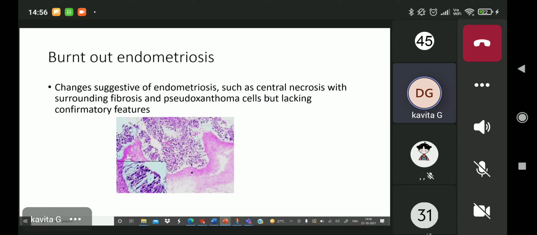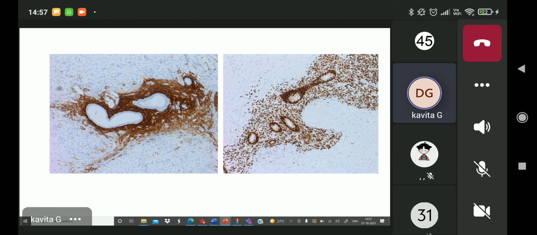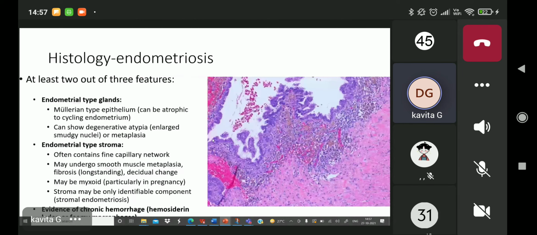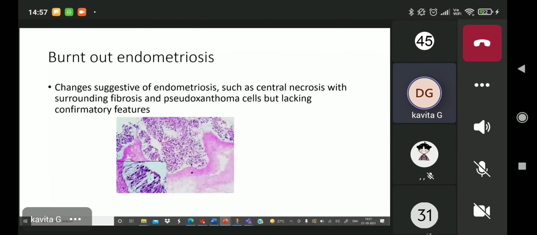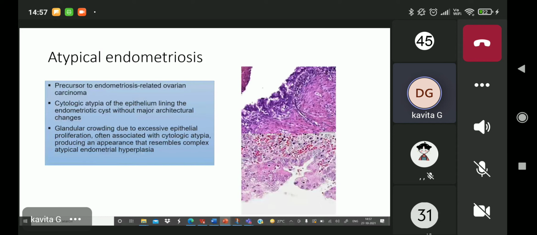You have necrosis, either all this pink material is necrosis. Then in the inset, you have these palisaded histiocytes, which are actually over here. And you have these xanthomatous or foamy macrophage looking cells. So ये सब है, but you don't have these three features: endometrial type glands, endometrial type stroma, and the hemosiderin business, right? So this is a burnt out. Then there's something called atypical endometriosis. So वही चीज है, but the lining is now showing a lot of atypia.